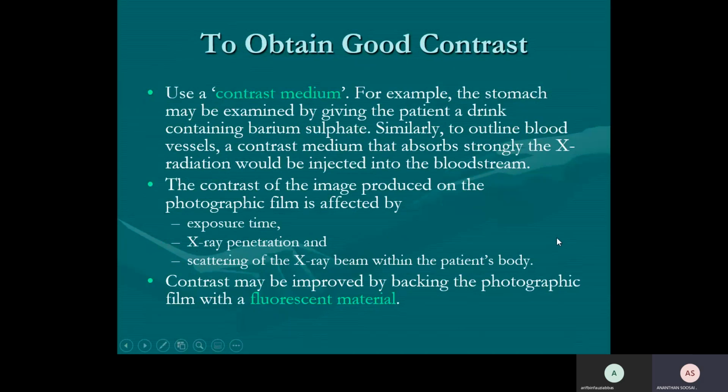Okay, so this is about contrast and sharpness. In the exam, they'll ask, how do you improve contrast? How do you improve sharpness? What is meant by sharpness? What is meant by contrast? How do you improve sharpness? Shorter anode, and what else? The lead grid is to be used. How do you improve contrast? Contrast medium and fluorescent material. Exposure time, but not advisable. The top ones are contrast medium and fluorescent material.